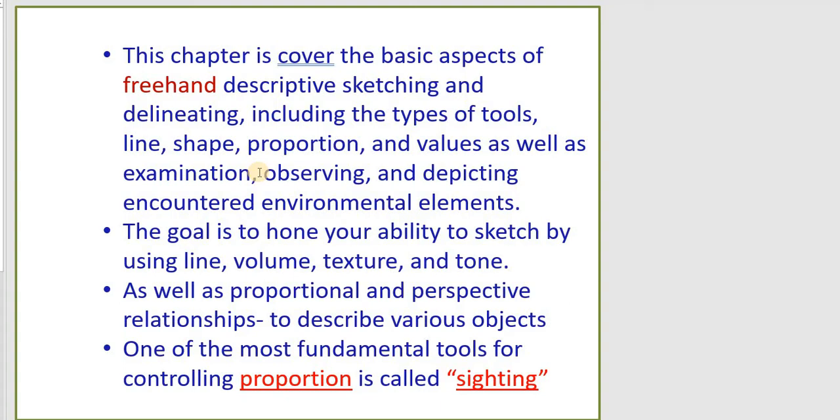As well as the proportion and perspective. Like I told you, proportion is very important in the sketch. You need to learn the relationship with that, and to describe various objects. And practice proportion with me from the start. Homework is very important, you need to focus on that one. Those are the fundamental tools for controlling the projects, and sometimes they call that siding.